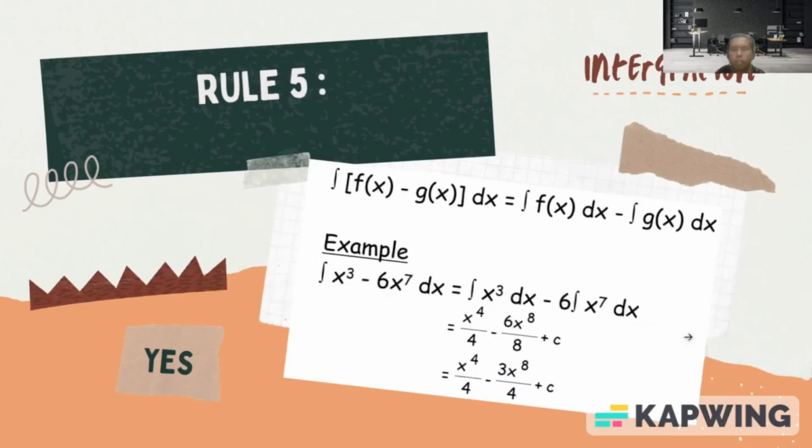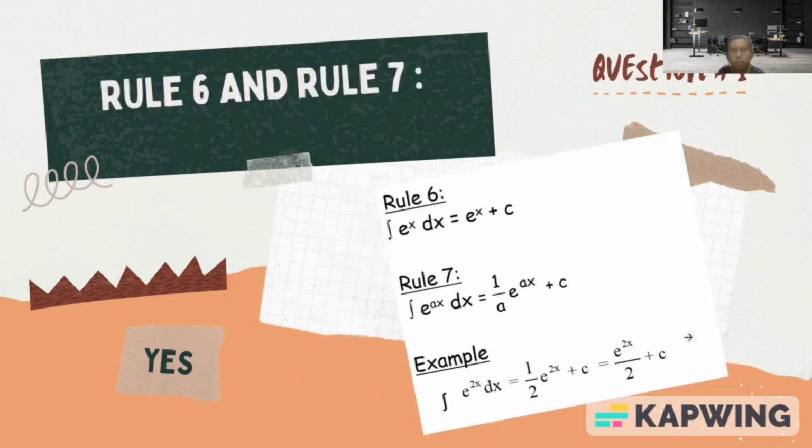For rule number 5, same as rule number 4, we integrate one by one. We become x to the power of 4 over 4 minus 6x to the power of 7 plus 1 over 7 plus 1 plus c. It will become x to the power of 4 over 4 minus 3x to the power of 8 over 4 plus c after simplifying it.